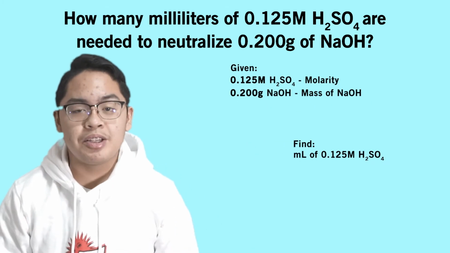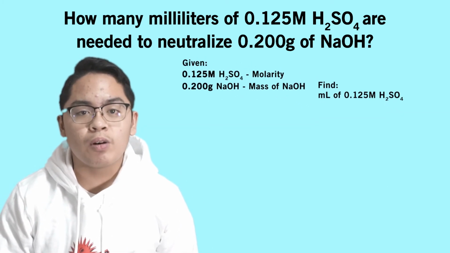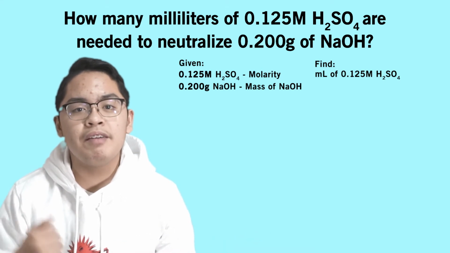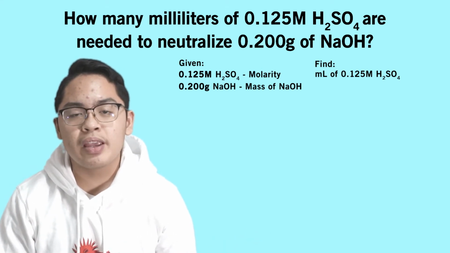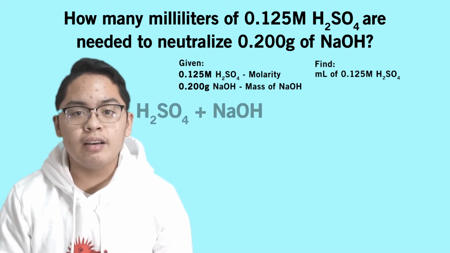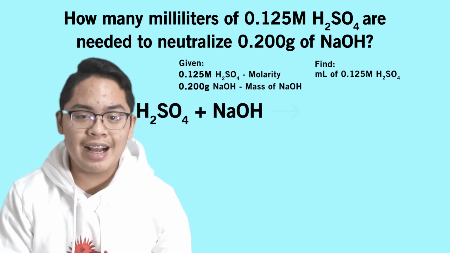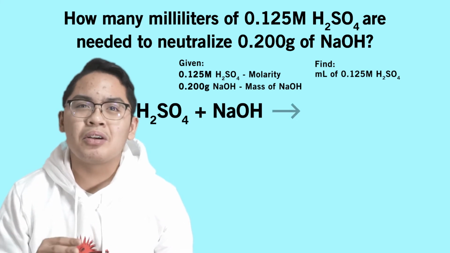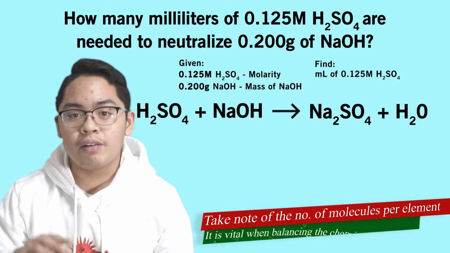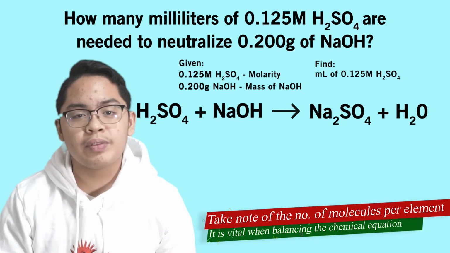Before proceeding with dimensional analysis, we need to look for the mole ratio between sulfuric acid and sodium hydroxide by finding its balanced chemical equation. So first, we place sulfuric acid and sodium hydroxide on the left side because they are the reactants, and its corresponding products, sodium sulfate and water, on the right side because they are the products.